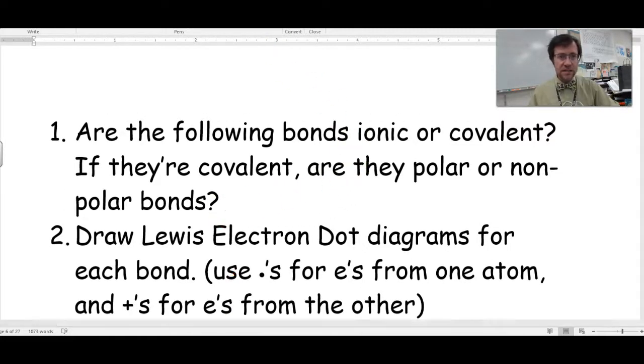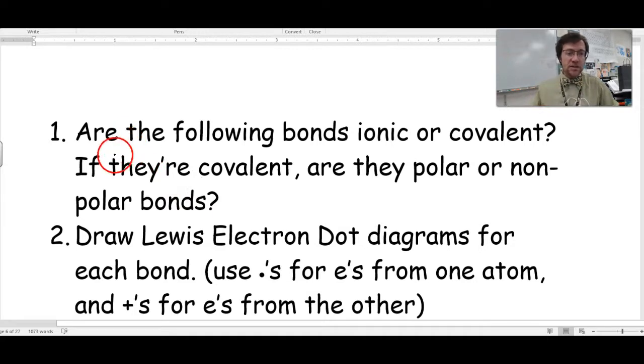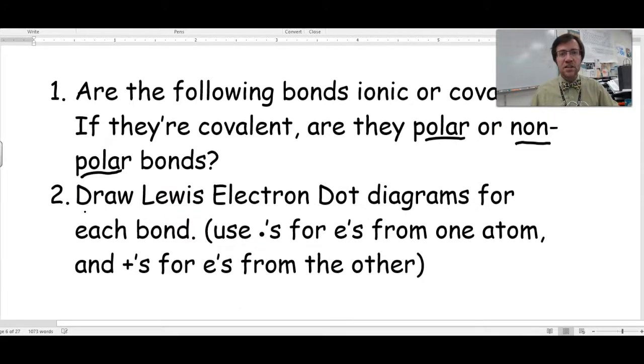So here are the questions that we need to answer. Oh my gosh, so challenging. For the following combination of atoms, we need to answer these questions. Are the following bonds ionic or covalent? That is always the first thing you should do when you see 2 elements and like, okay, bond these together, make a compound. First, is it going to be ionic or is it going to be covalent? Now, if it's covalent, you can't just say covalent because there's 2 flavors of covalent. You got to tell me, are they polar or are they going to be nonpolar? Bonds, at least, because right now we're looking at the bonds. And then I want us to draw Lewis electron dot diagrams for each bond. Got it? And I might not use dots and pluses. I'll probably just use different colors.